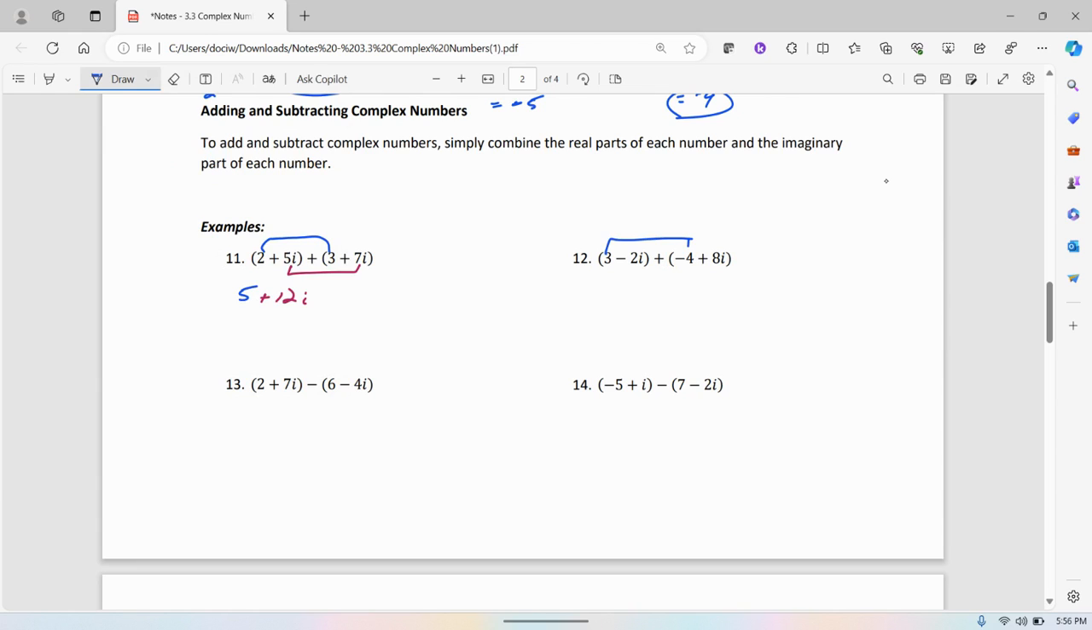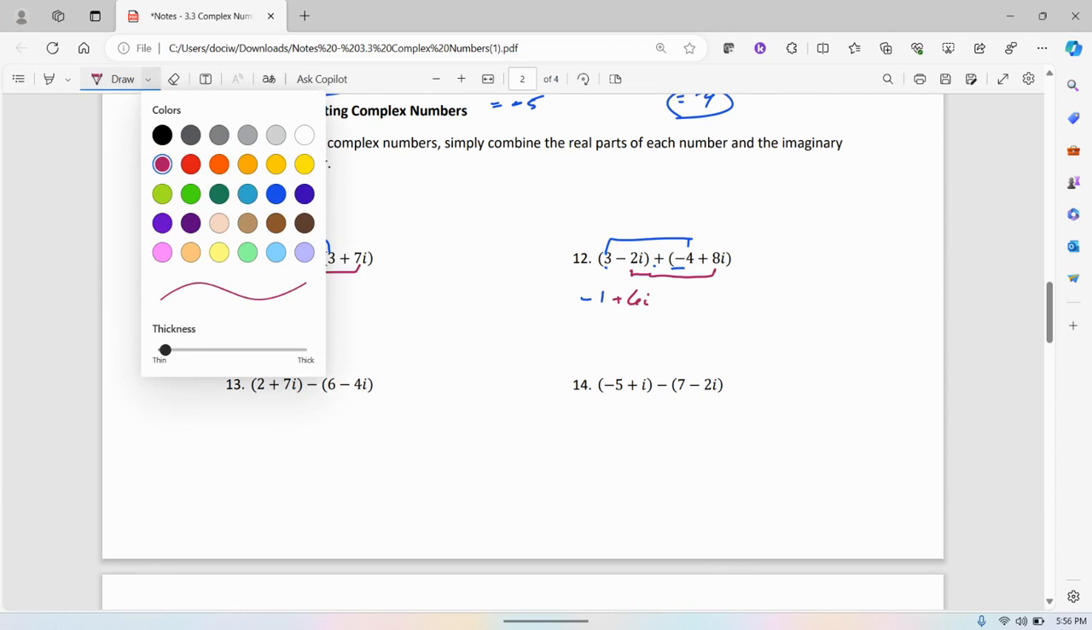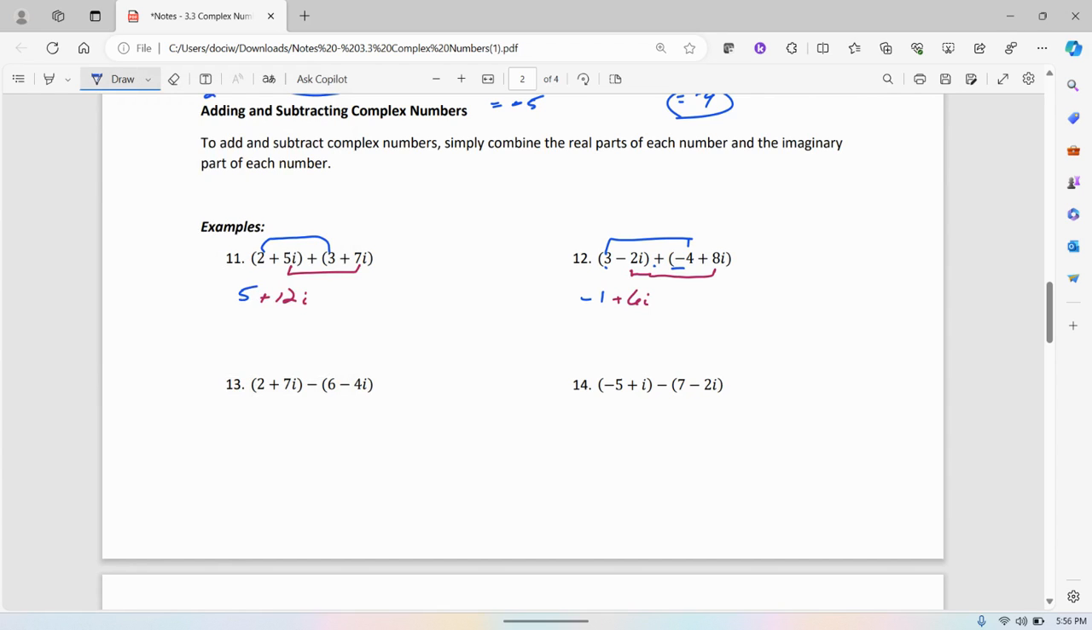3 minus 4, right? 3 plus negative 4 is negative 1. The imaginary part's negative 2i plus 8i is 6i. It's combining like terms. So if I'm subtracting complex numbers, it's the same thing. I just have 2 minus 6 is negative 4. I'm not sure I need that plus sign. Let's get it out of the way. And then the imaginary parts of 7 minus negative 4 is 11i. We're done.